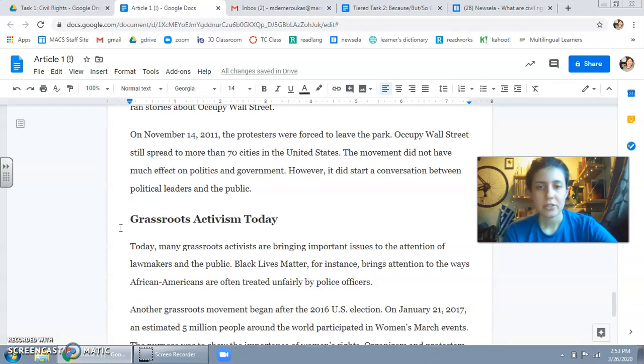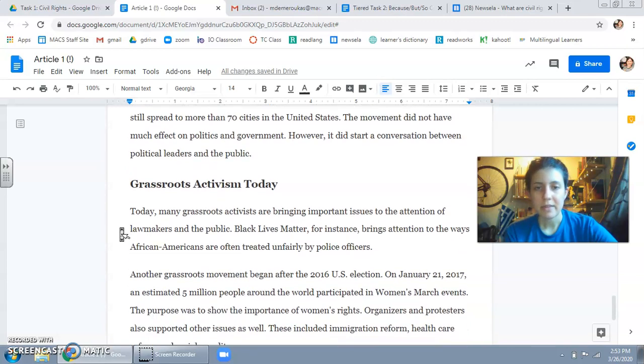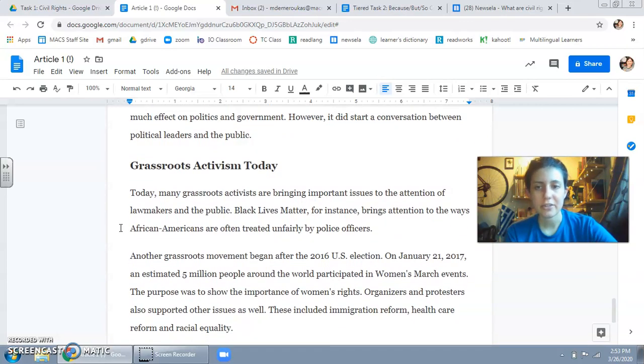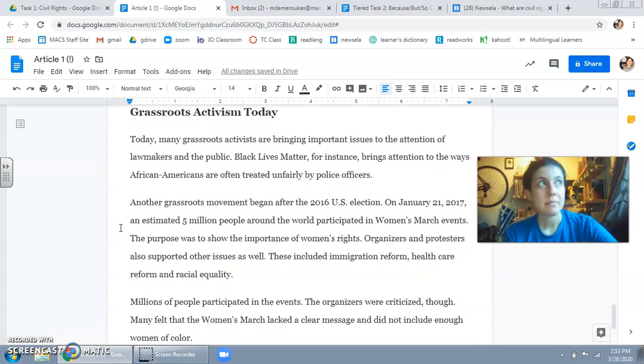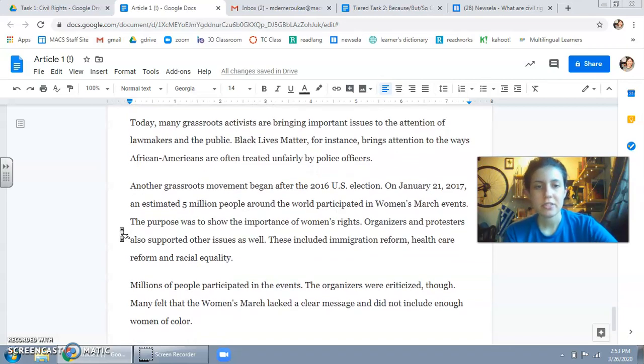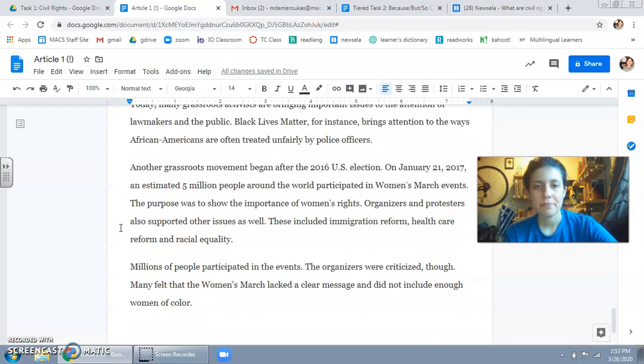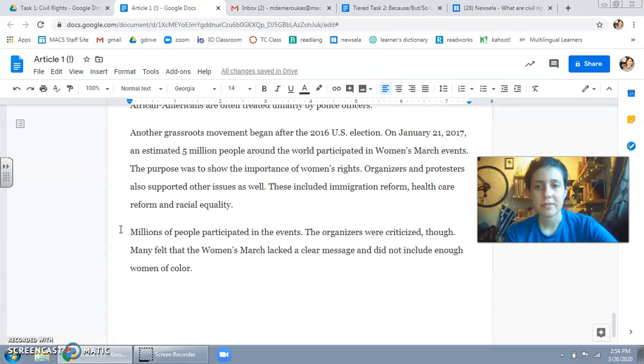On November 14, 2011, the protesters were forced to leave the park. Occupy Wall Street still spread to more than 70 cities in the United States. The movement did not have much effect on politics and government. However, it did start a conversation between political leaders and the public. Grassroots activism today. Today, many grassroots activists are bringing important issues to the attention of lawmakers and the public. Black Lives Matter, for instance, brings attention to the ways African Americans are often treated unfairly by police officers.